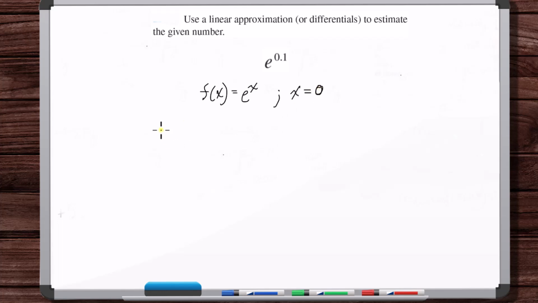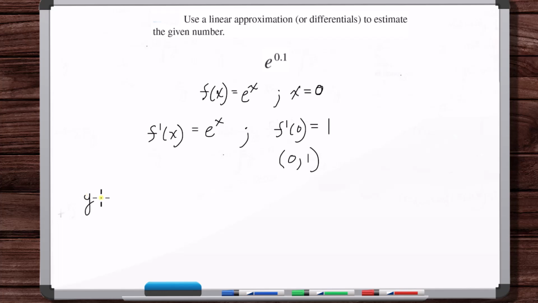So, okay, let's do the linearization. f prime of x is equal to e to the x, so f prime of 0 is equal to 1. That's m. So what is the point? When x is equal to 0, f of x is equal to 1. So there's our point and slope.